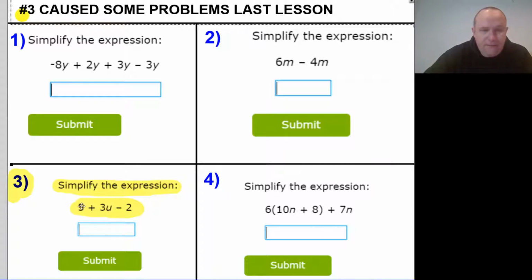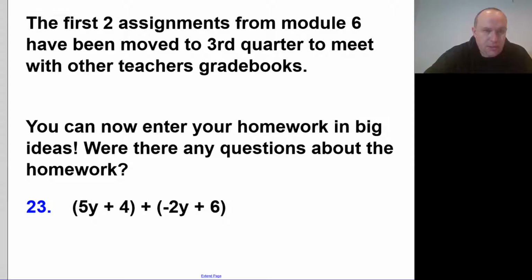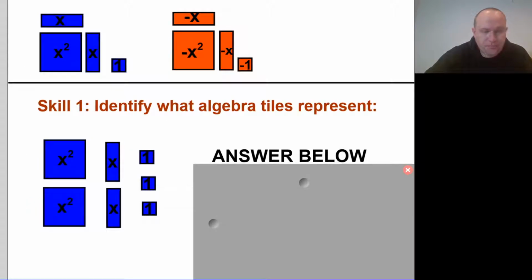But you certainly can't add 5 and 3u together. It's certainly not 8, and it's certainly not 8u. 5 add 3 is 8. 5u add 3u is 8u. But you cannot combine these as they're not like terms. We then took a quick look at any questions people had from the homework. We were looking at some questions from the Big Ideas textbook.